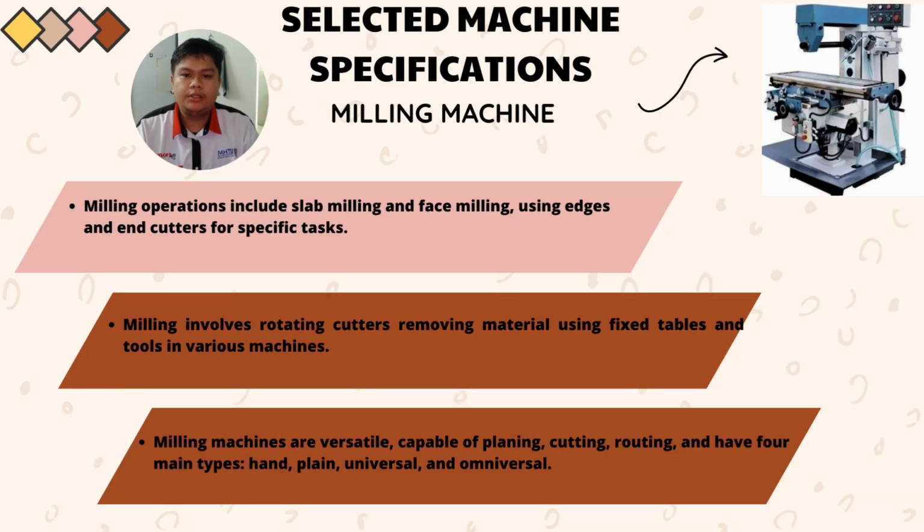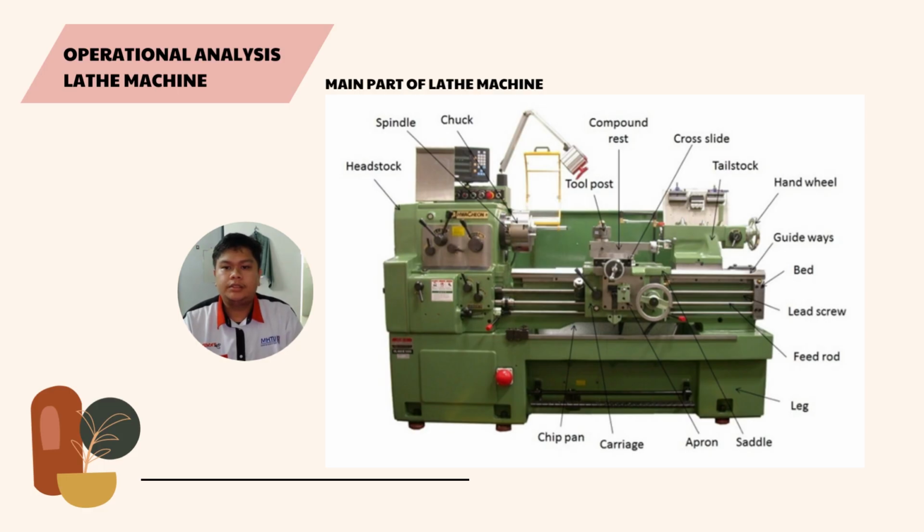And lastly, we chose a milling machine. Milling machine operations include milling and face milling. Milling involves rotating cutters removing material using a fixed table and tools. Milling machines are versatile, capable of planing, cutting and rotating, and have four main types: hand, plane, universal and omniversal. For operational analysis of the lathe machine, the main parts are the chuck, headstock, compound rest, cross slide and tailstock.